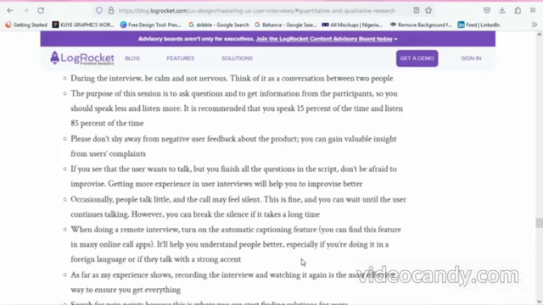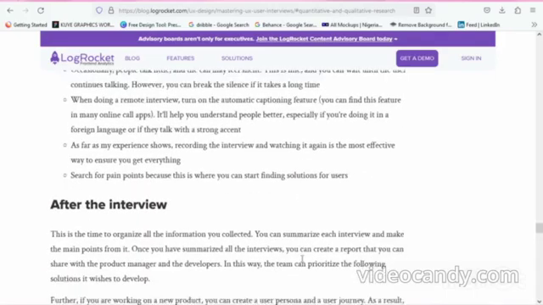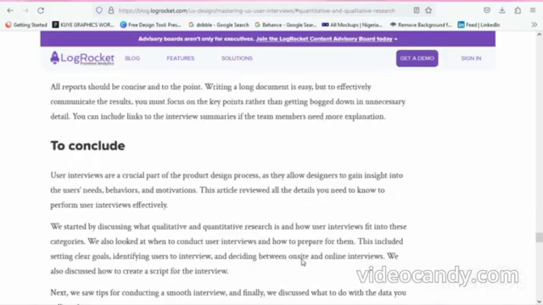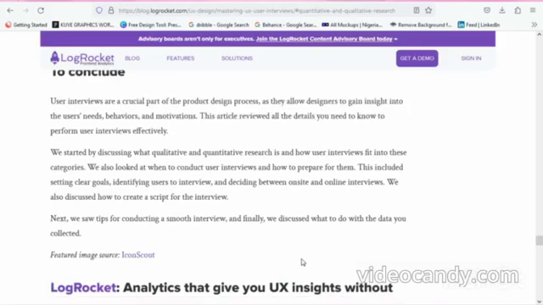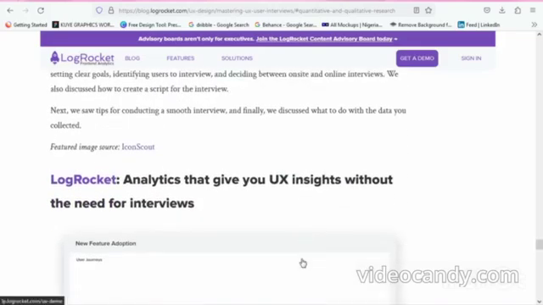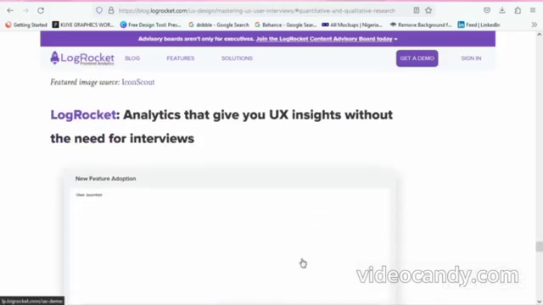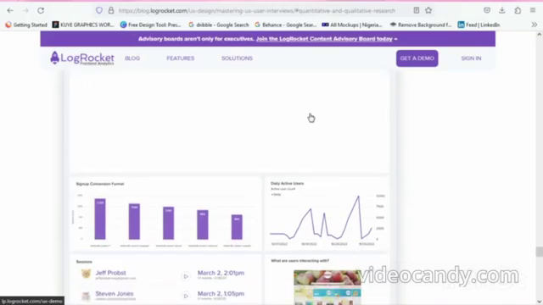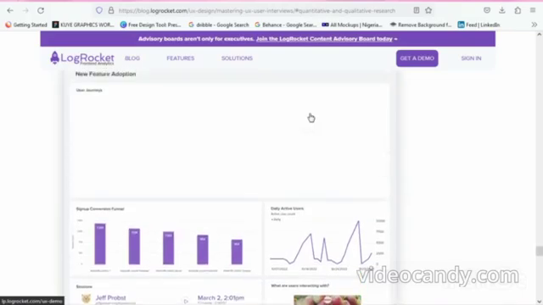Let's scroll. I don't want to start reading all of this, so it's part of what I just said. Read it when you're looking for questions to ask your interviewees, your users, so you know what to ask them.